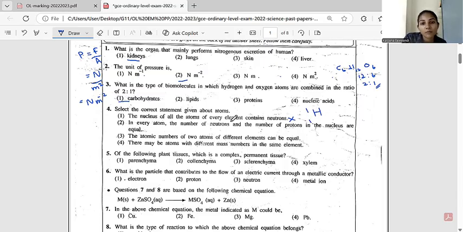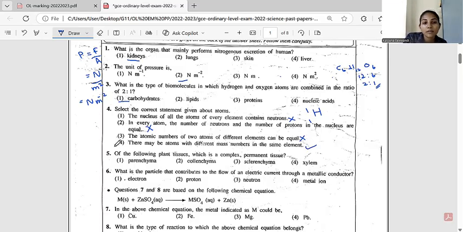In every atom, the number of neutrons and number of protons in the nucleus are equal. So it is not correct. It is false. The number of neutrons and number of protons are not equal all the time. Sometimes it can change. The atomic number of two atoms of different elements can be equal. No, atomic number is identical for an element. There may be atoms with different mass numbers in the same element.